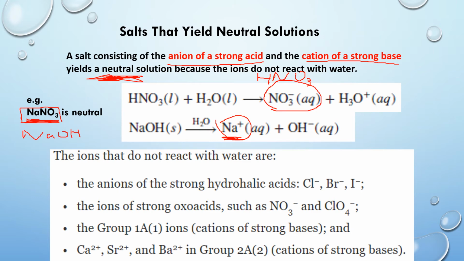So here the list gave you the type of anions and cations that are from strong acid and base. So they do not react with water. If you have a combination of any of these cation and anion, that means the salt solution for this compound will be a neutral solution.